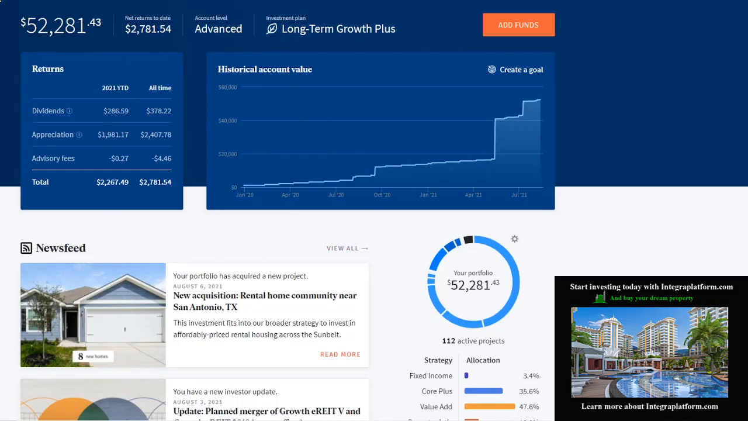As you can see, 2021 is year to date, and then over here we have all time. So dividends is how much they pay you daily. Literally in Fundrise, every day you log in, they will give you a little amount of a dividend, right? So you will see like plus $1, plus $2, something like that a day. That could add up to over $50, $60 a month in dividends. And then total appreciation is about $2,407 all time, which is 2 years.